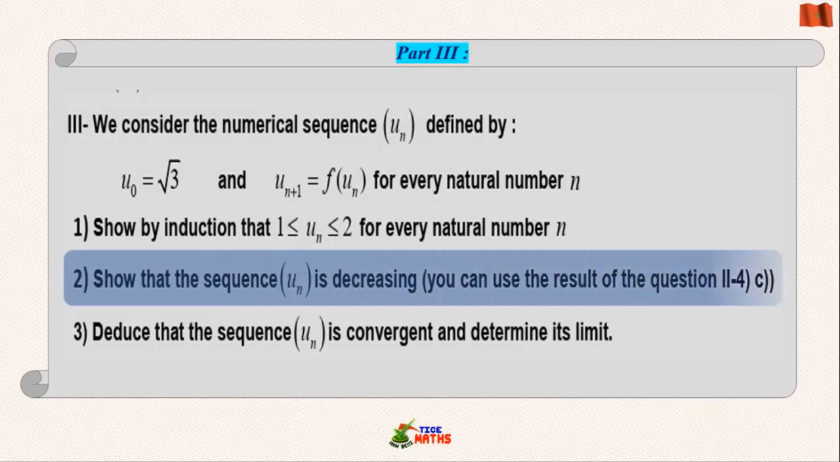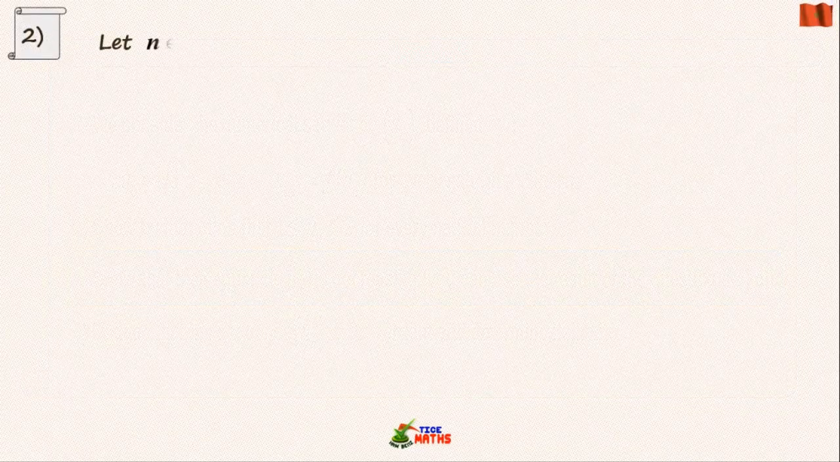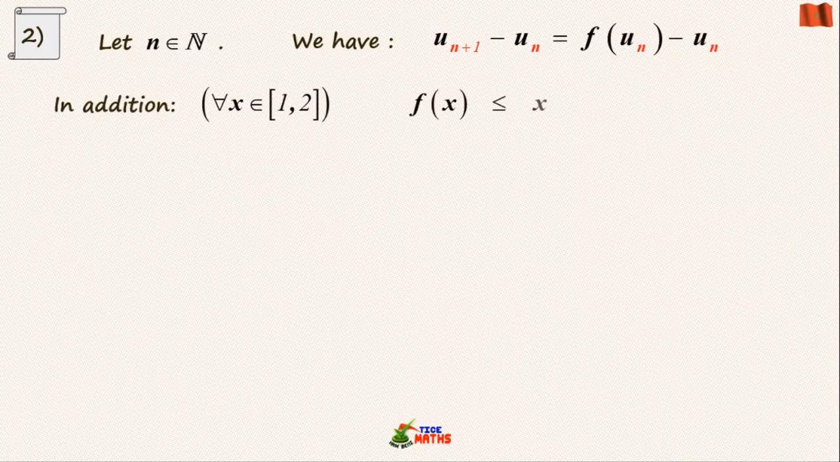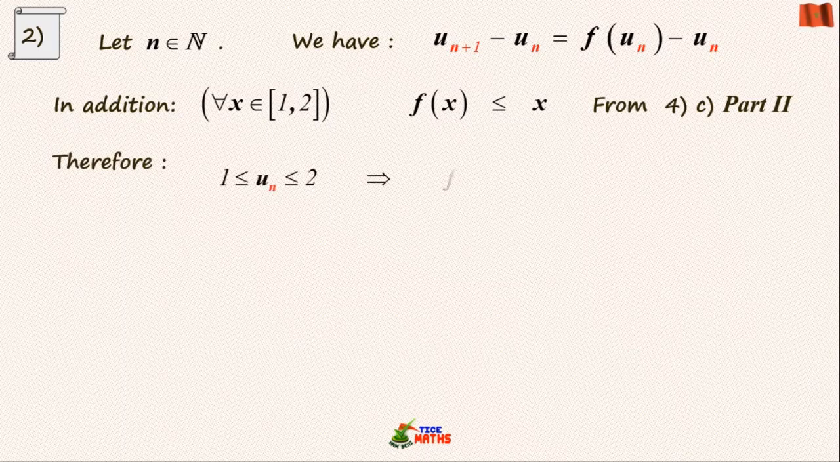Question 2. To show that (un) is decreasing, we use the facts that for every n belonging to N, un plus 1 equals f of un belongs to the interval 1, 2, and for every x belonging to 1, 2, f of x is less than x from part 2 question 4c.